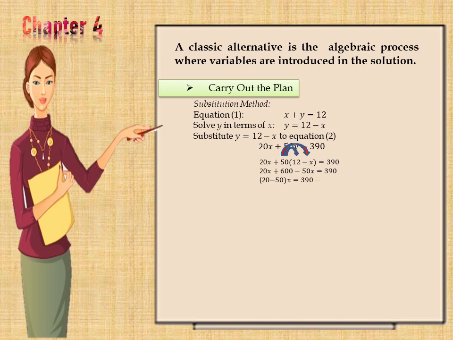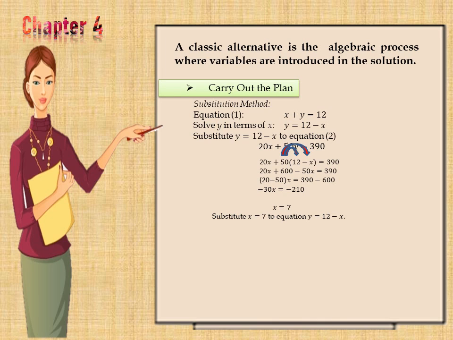Next is to combine like terms. We'll have 20 minus 50, copying the variable x, equal to 390. Then we transpose the 600 to the right side, so we will have negative 600. So 20 minus 50 is negative 30x, and 390 minus 600 is equal to negative 210. So we'll have negative 30x equals negative 210. Divide both sides by negative 30, and we'll have x equals 7.